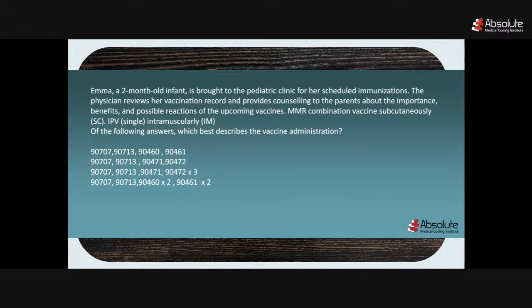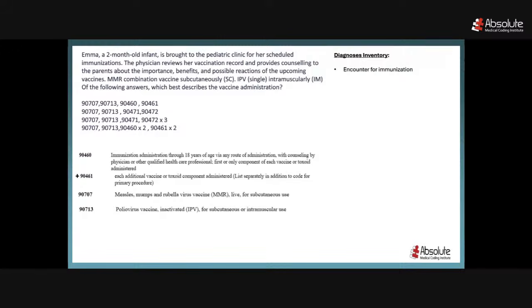Okay, here we go. We have a patient for the encounter for immunization, and here also we have two vaccines that have been given. One is a combination vaccine of MMR, measles, mumps, and rubella, given subcutaneously, and also we have an IPV, which is a single component vaccine given by intramuscular route, right?